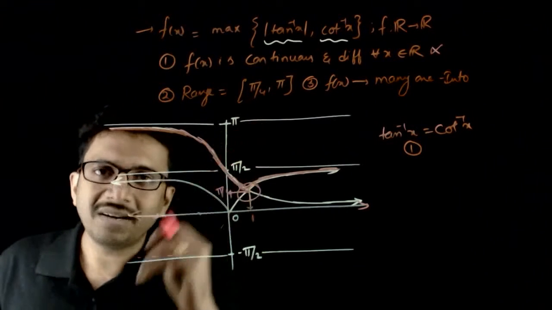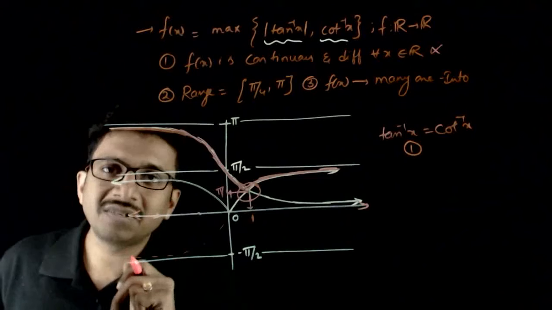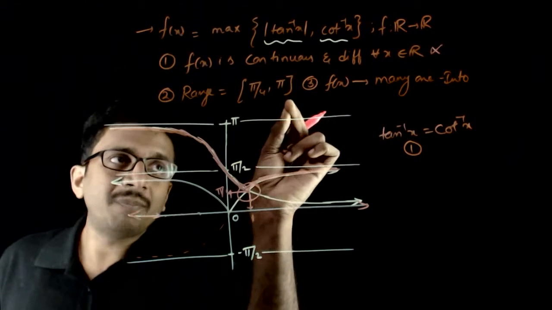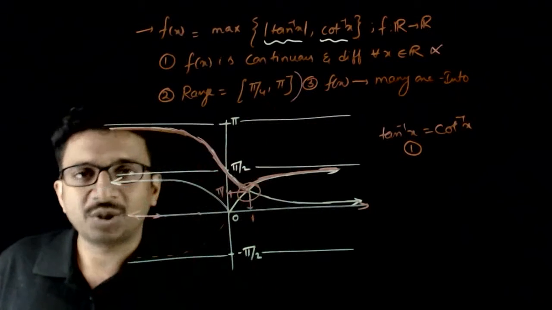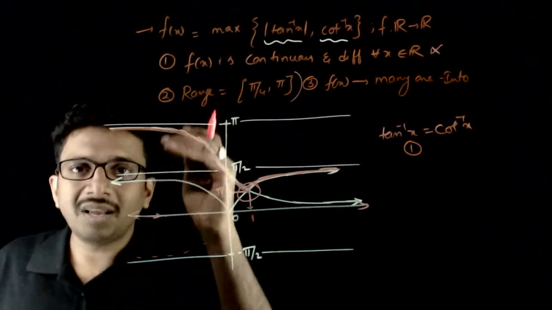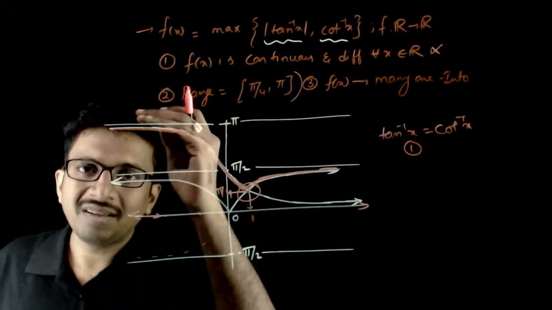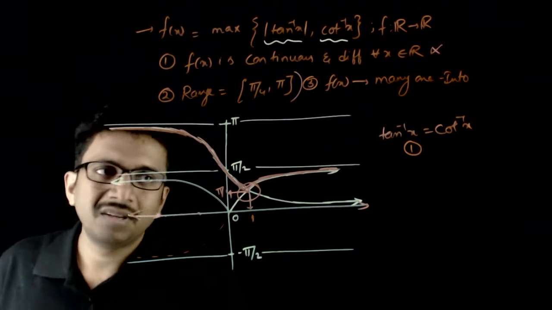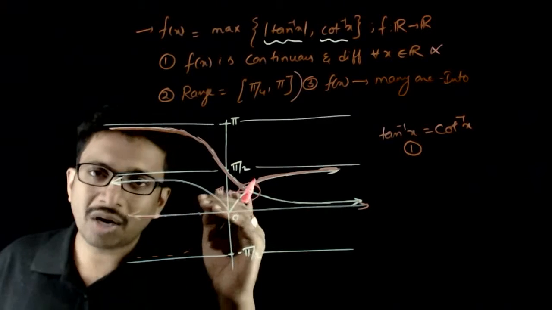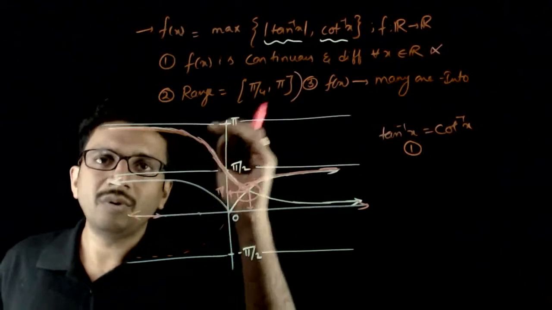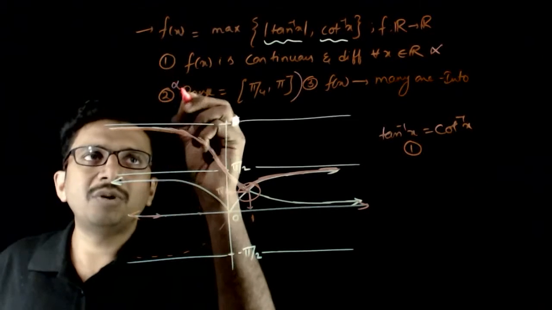The statement looks right, but there is a slight mistake in the statement. The interval at pi has to be open interval if this has to be right, because cot inverse x will never reach pi. If cot inverse x has to reach pi, x has to be minus infinity. So the range of this function is not closed pi by 4 to closed pi. The range is closed pi by 4 to open pi. So this statement should also be wrong.